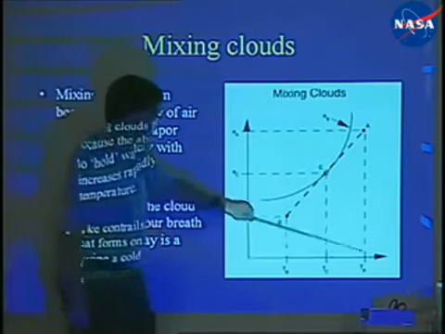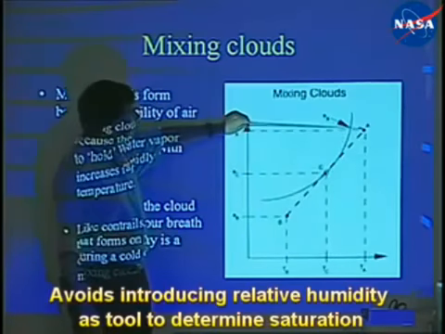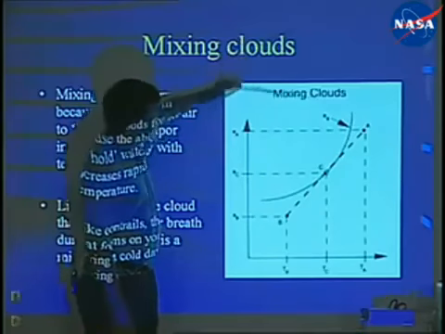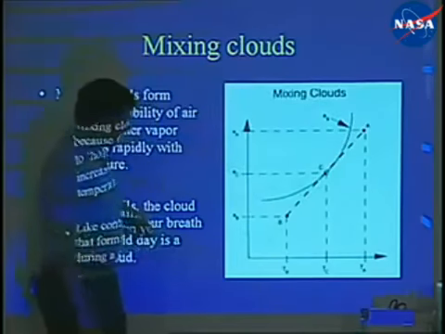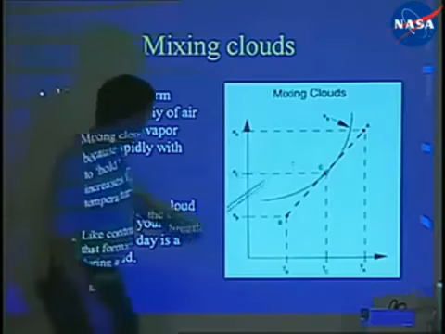Now let's look at this line. Over here, we have a temperature TA. We have the air temperature here, and you can see that this curve becomes very steep right here. So what this says is, as temperature increases, the capacity of the air to hold water vapor increases much faster than just a straight line.